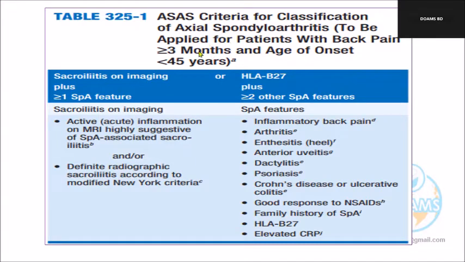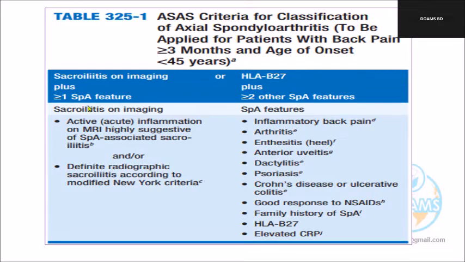But when to evaluate this? If a patient has more than 3 months of low back pain, less than 45 years of age, usually a male patient, remember, usually male. So a male patient presenting with low back pain for more than 3 months and age usually less than 45, we need to suspect and exclude spondyloarthritis, axial spondyloarthritis.